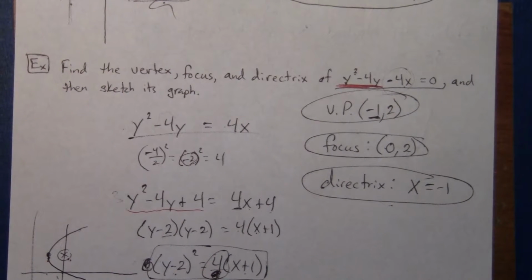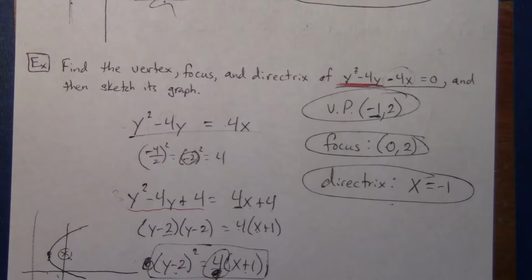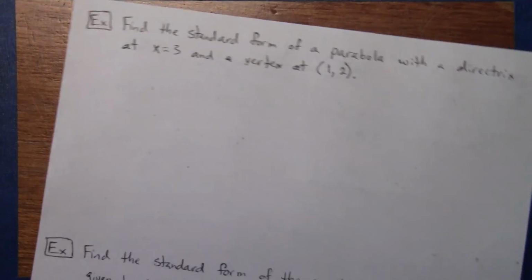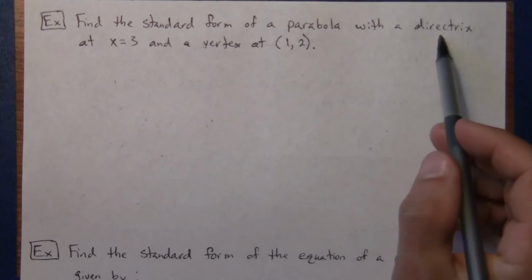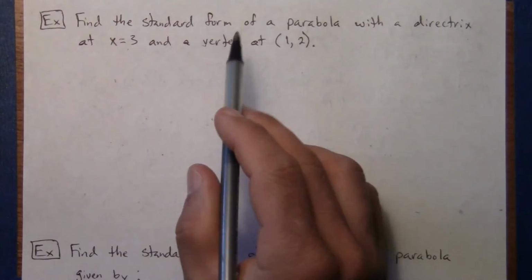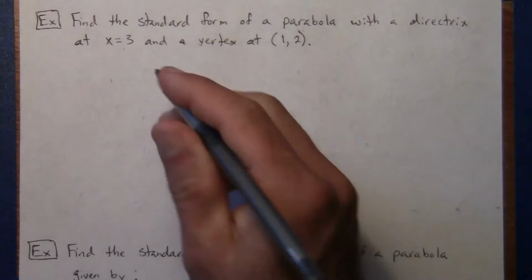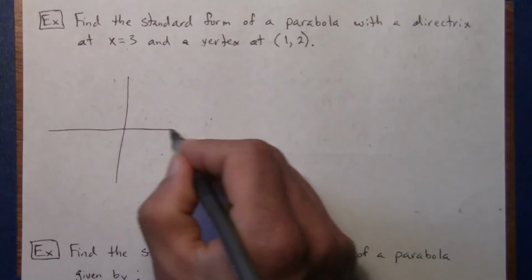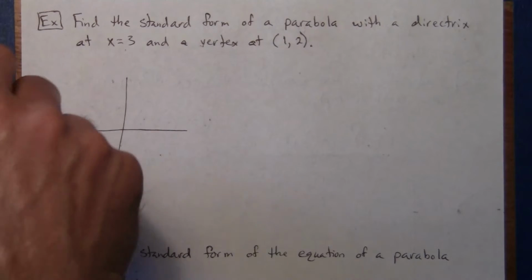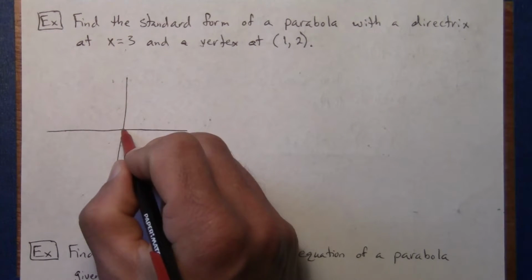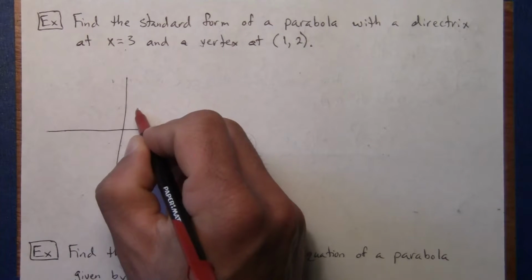Alright, so moving on to the third problem, we have find the standard form of a parabola with a directrix at x equals 3 and a vertex at 1, 2. So what I'm going to do is I'm just going to draw a quick sketch of this. You don't necessarily need to, but I like doing it. It gives you something to look at. It says that the vertex point is at 1, 2. So again, rough sketch. 1, 2 is right there.